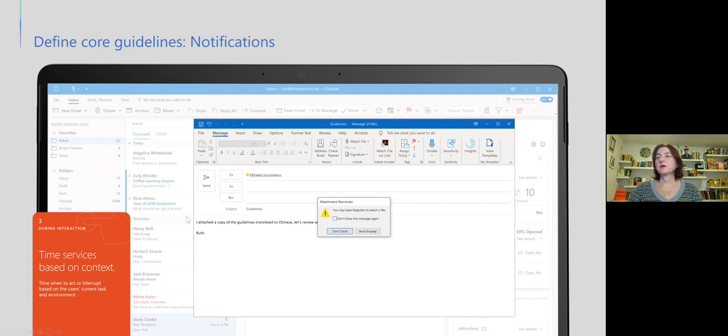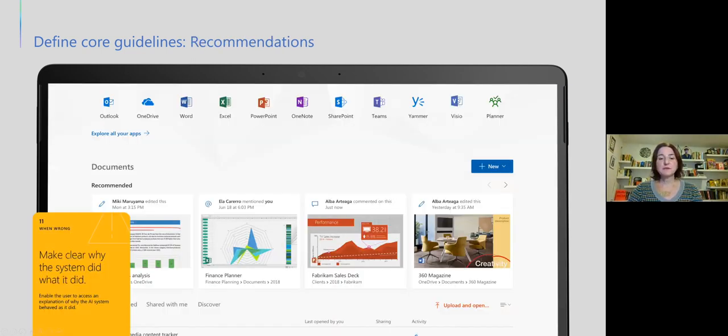If I'm working on a recommender system, making clear why the system did what it did is very important, right? I can see all these documents that Office has recommended for me, and I'm saying, oh, but why was that recommended? And then I get the explanation, oh, so-and-so just mentioned you. And I might not agree with that, but at least I understand it. And when you understand something, you tend to be also more forgiving if it did go wrong.